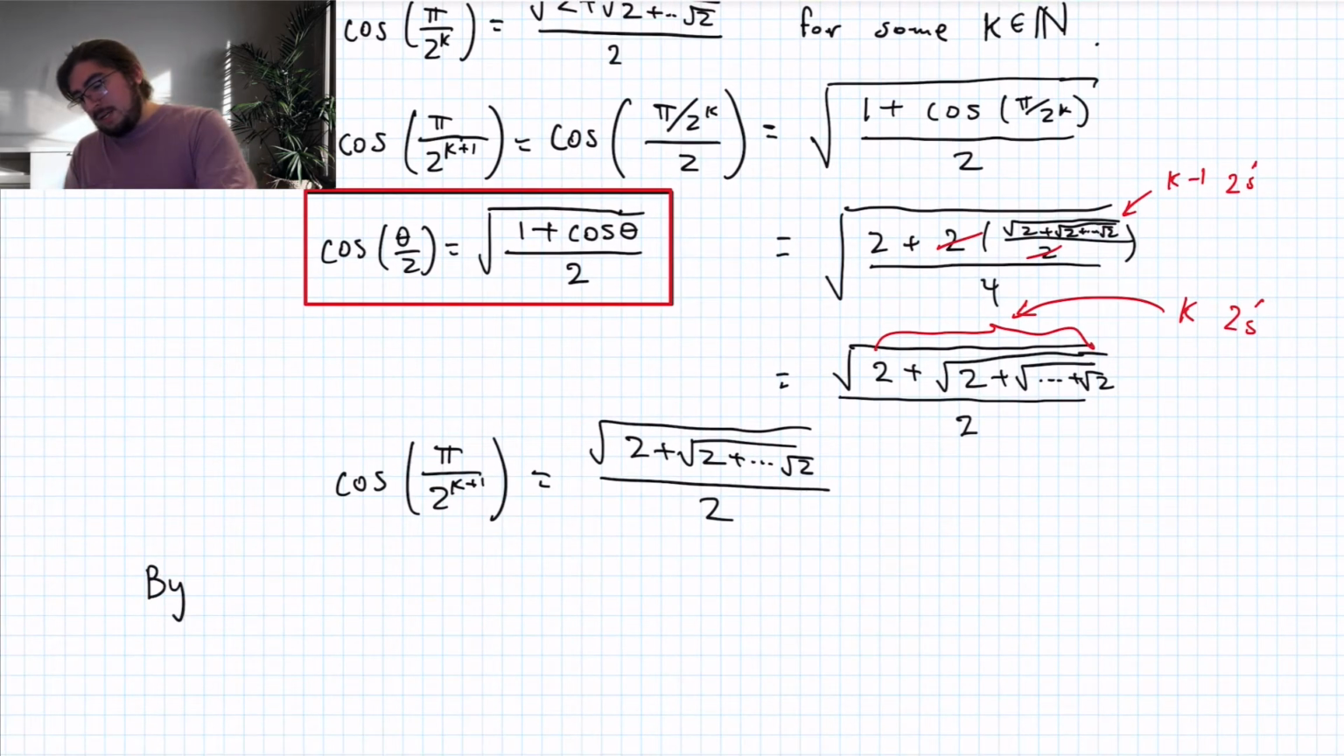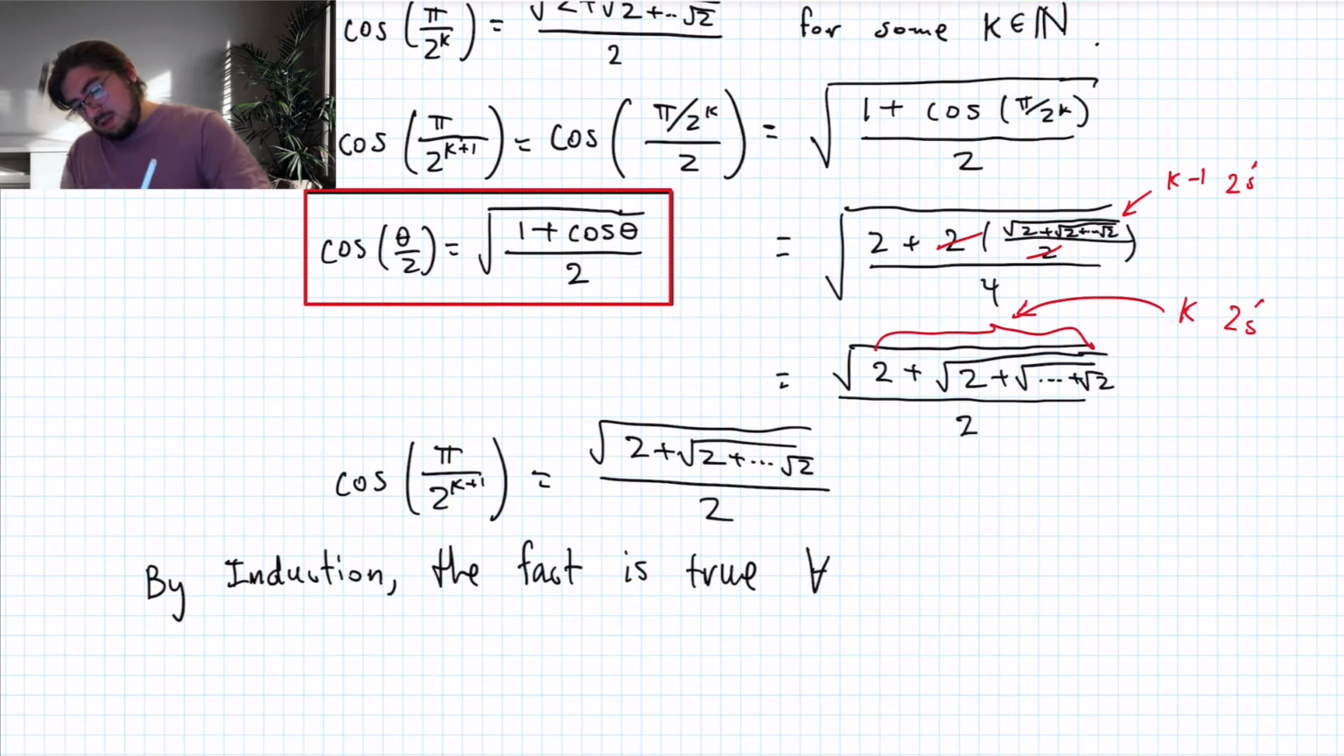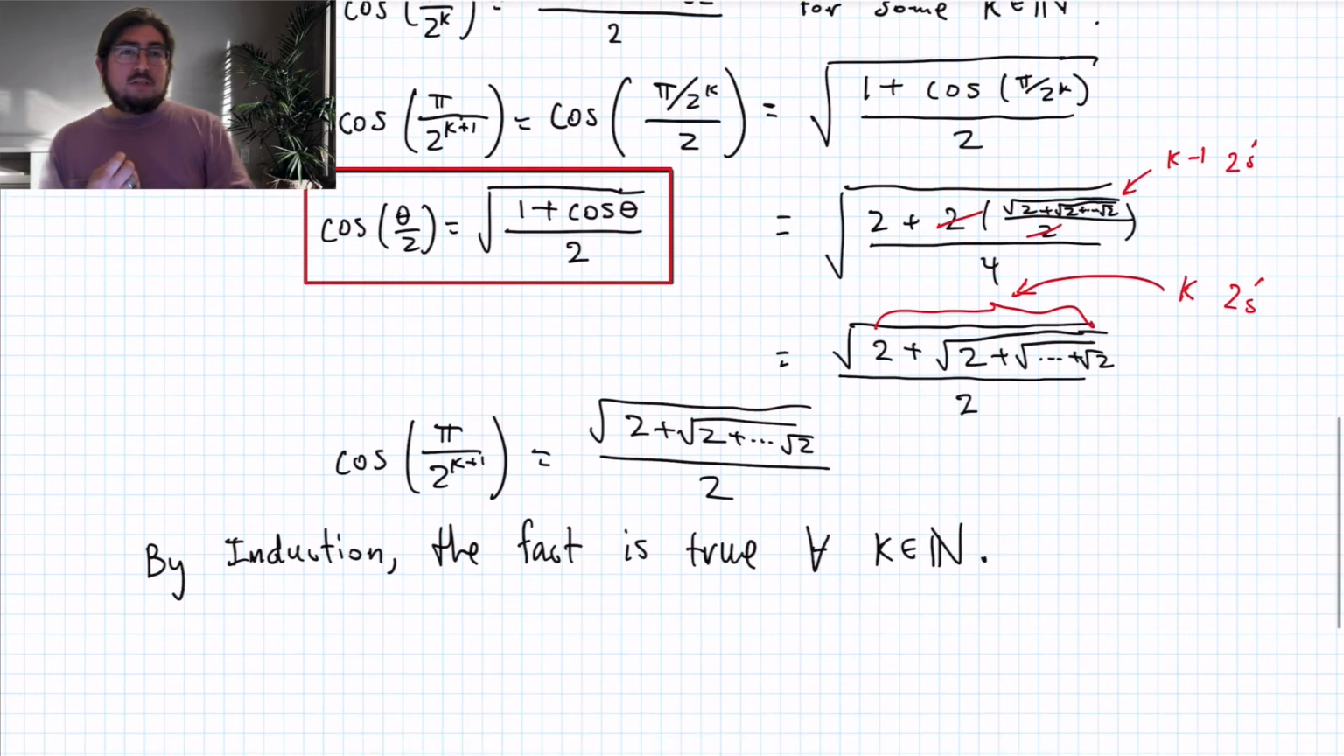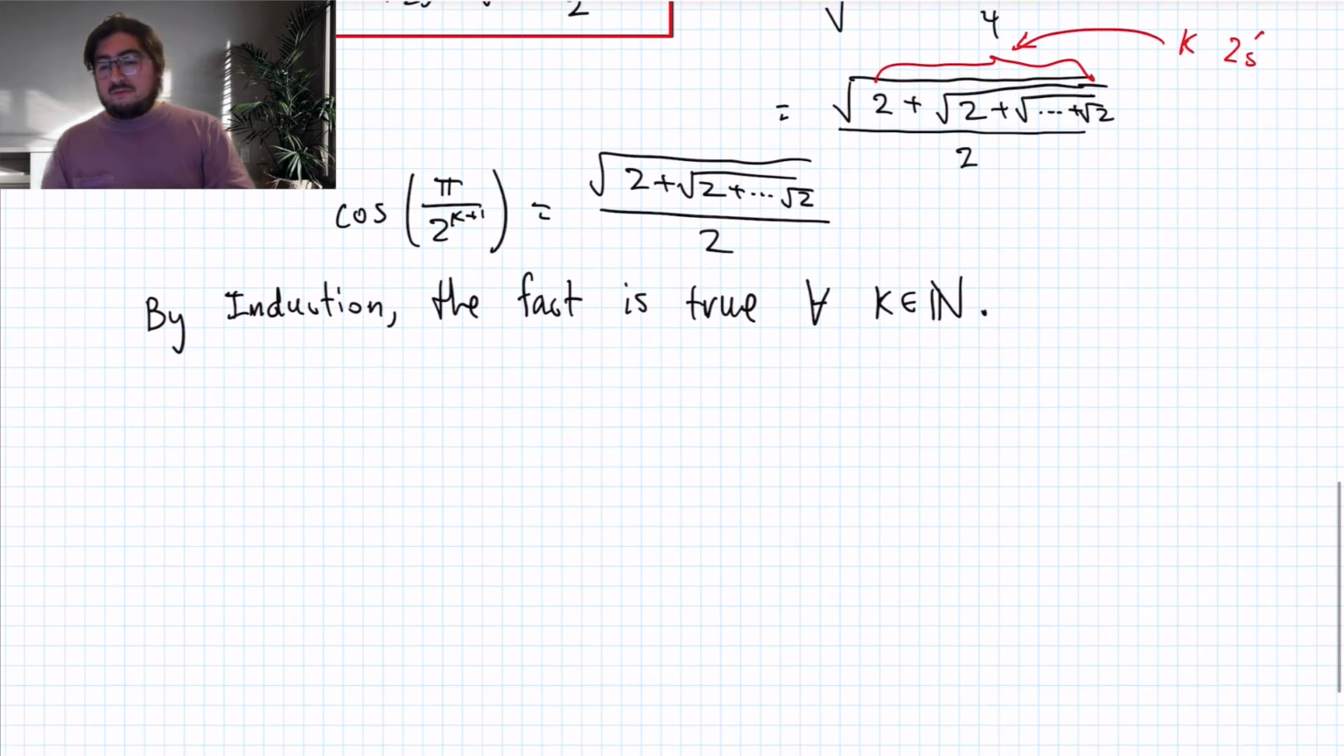So we can say by induction, the fact is true for all values of k. Let me just write that. For all values of k. That symbol just means for all values of k in the set of natural numbers. Fantastic. So now that we have that fact, we're almost done proving what I wanted to prove.